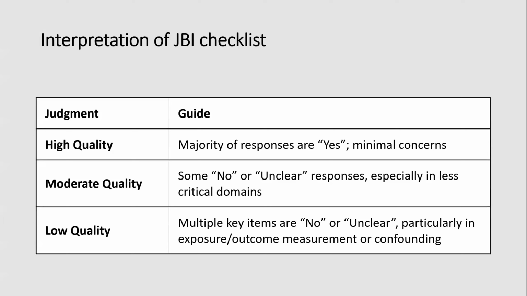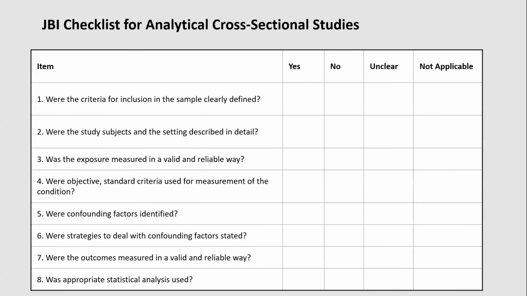So the judgment here, as I told: high quality means the majority of responses are yes, which says there are minimal concerns. Moderate quality means there are some no or unclear responses, so you can say the study is of moderate quality or there are critical issues in the study. Low quality means multiple items are no or unclear, particularly in exposure, outcome measurement or confounding. Based on this, you will decide whether the study is of good or moderate quality.